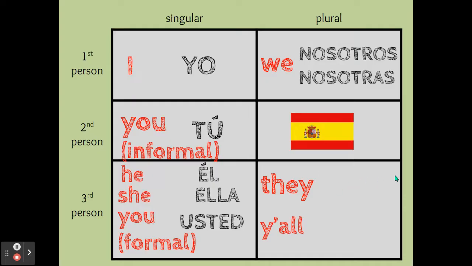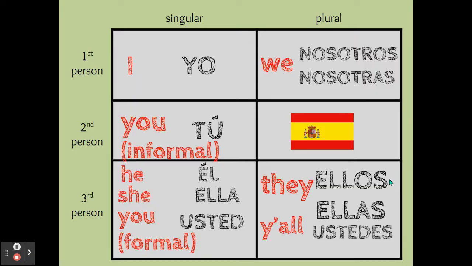All right, there's two ways to say they. There's ellos and ellas, depending if you're talking about all boys or all girls. And again, a mixture would be ellos, default to the masculine. And y'all, everywhere in the world, except for maybe Spain, would be ustedes, okay?